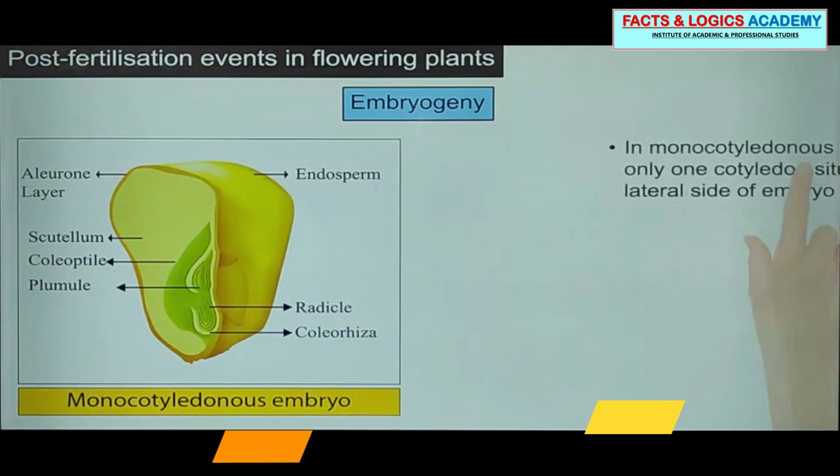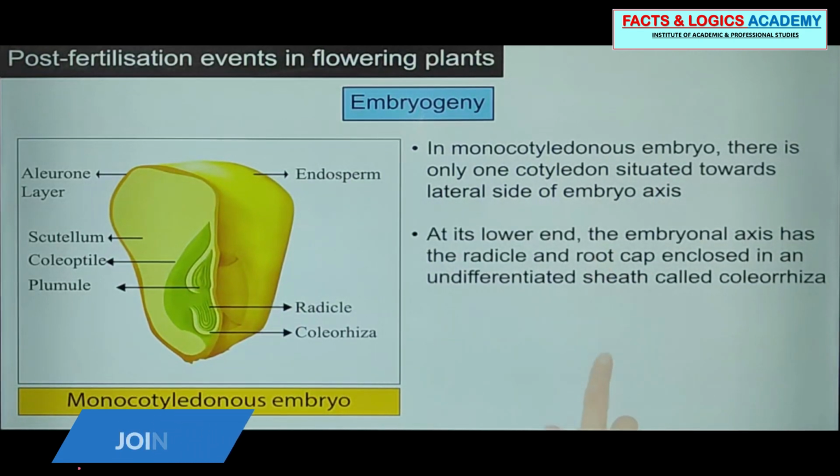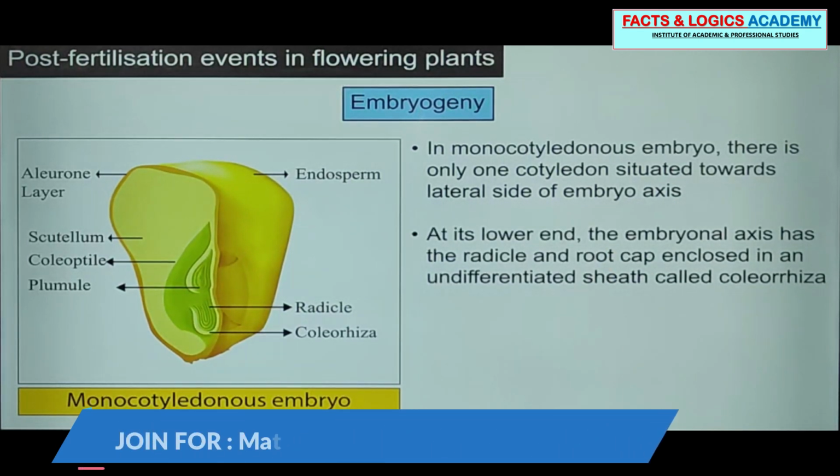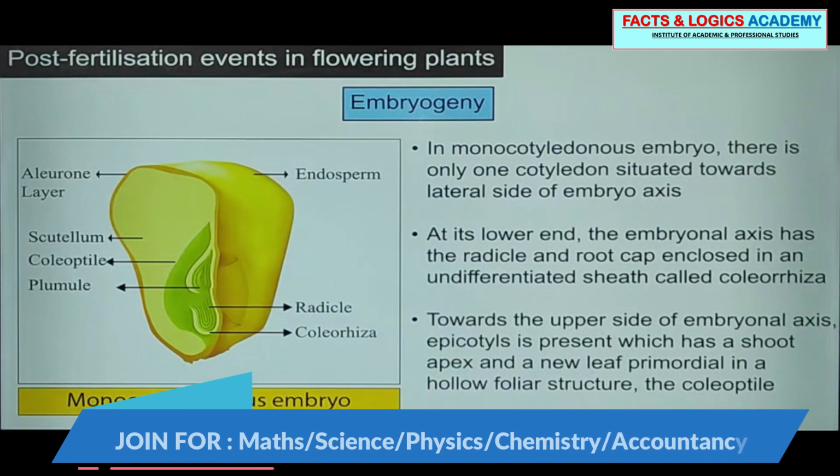In a monocotyledonous embryo, there is only one cotyledon, which is situated towards the lateral side of the embryo axis. The cotyledon is known as scutellum in the grass family. At the lower end, the embryonal axis has the radicle and root cap, which is enclosed in an undifferentiated sheath called the coleorhiza. Towards the upper side of the embryonal axis, the epicotyl is present, which has a shoot apex and a few leaf primordia enclosed in a hollow foliar structure, the coleoptile.